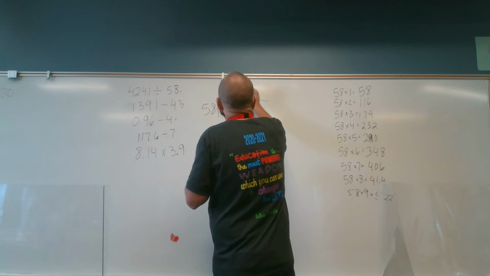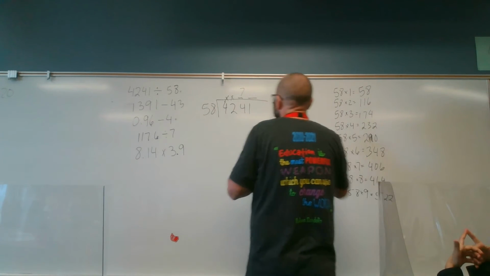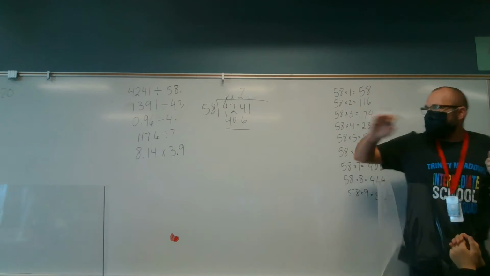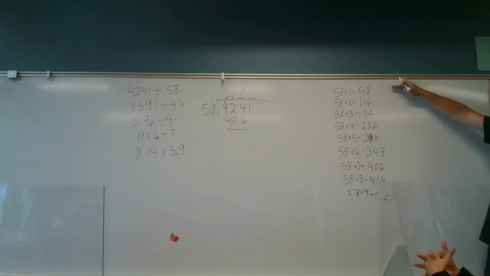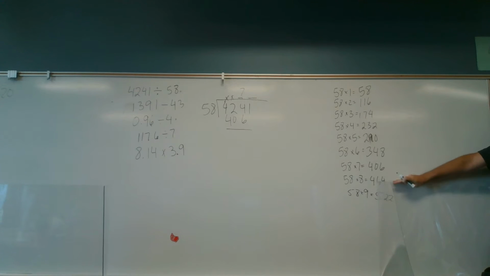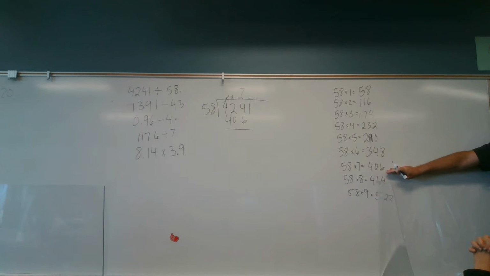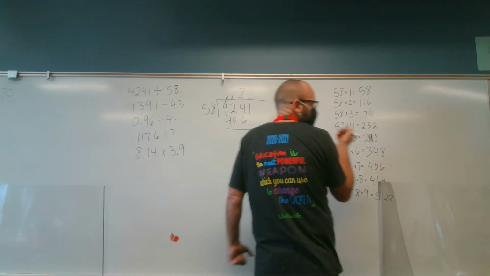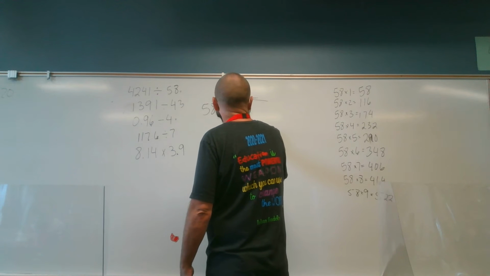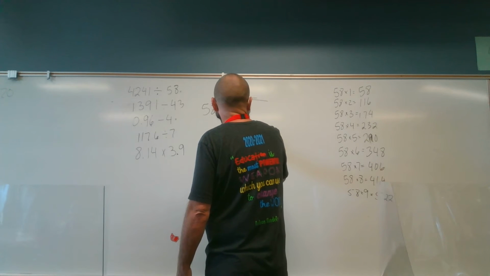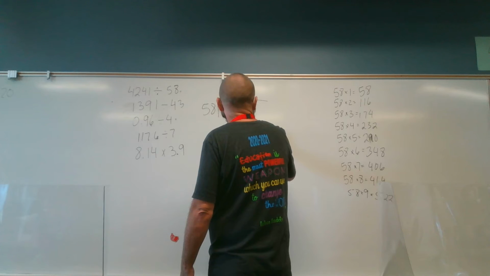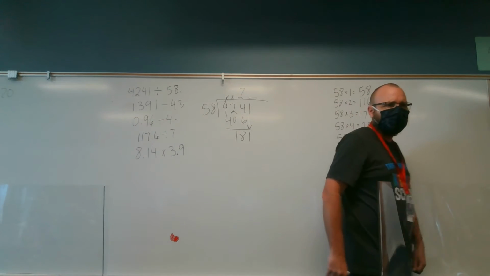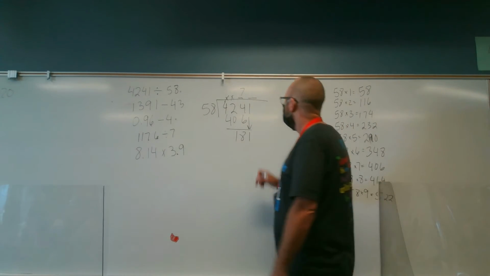So I'm going to have 2 numbers there. 7 times 58 is 406. I got that by just looking. I want to get as close to 424 as I can. So I just looked over here. This is too big, so it must be 406. Then I have to subtract. When I subtract, what do I get? 18. Is that right? Yeah, it's right.